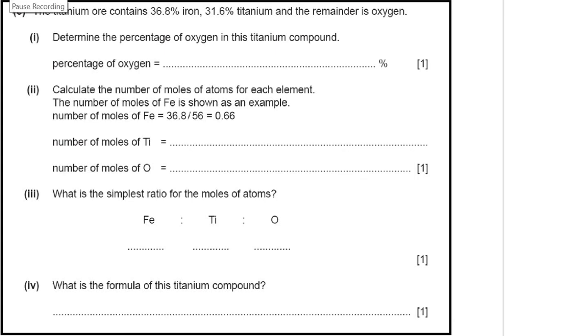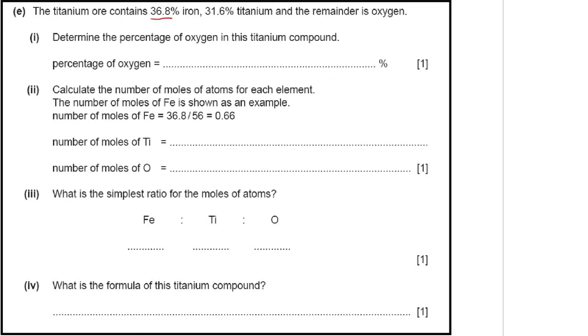Today we're going to look at mole calculations and exam questions and break them down into simpler tasks so that we can actually answer the questions, and look at how difficult some of the questions are worded and break them down into easier, manageable chunks. So the first question is all about titanium ore.